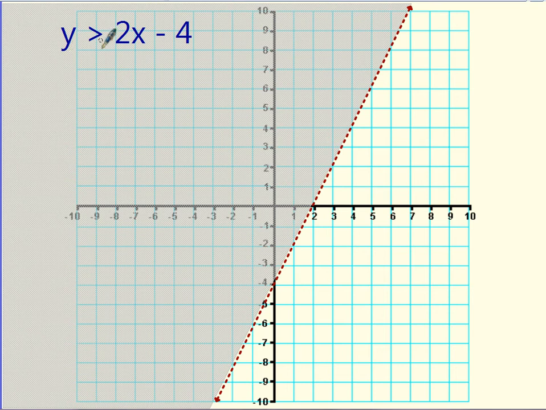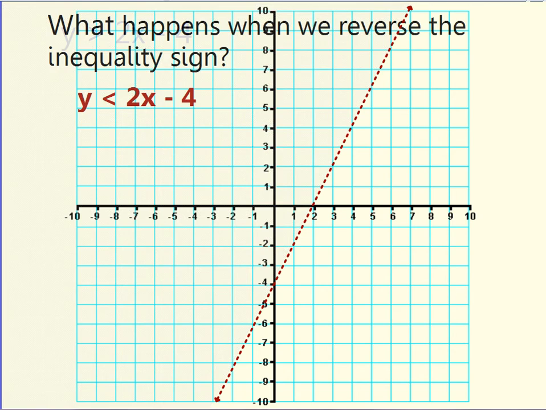Now, this was y is greater than 2x minus 4. Let's look at what happens if we reverse our inequality and make this less than 2x minus 4. We're going to keep our line, and again, this is just less than, so we have a dashed line with a y-intercept at -4 and a slope of 2.